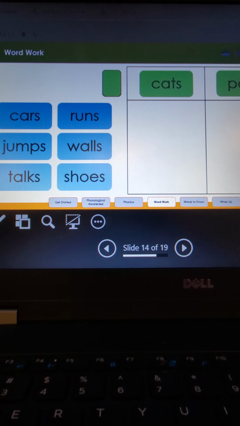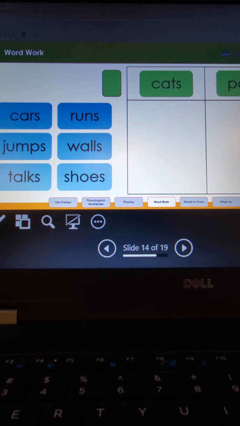All right, let's look at the next one. What is the word? Pats. The word is pat, and when you add the S ending, the new word becomes pats. And it tells what one thing or person is doing. My sister pats the dog's head. We're going to sort words by nouns and verbs. Words that are nouns, or things, go under cats, and words that are verbs, actions, go under pats.